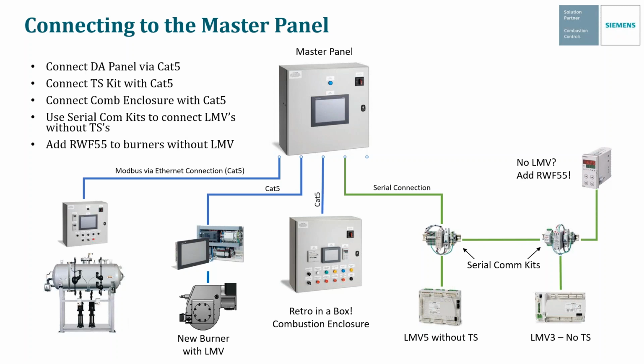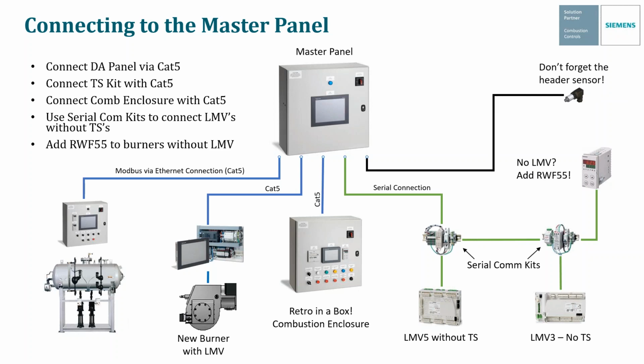Now, if you have a burner that doesn't have an LMV on it and you want to connect to the master panel, that's no problem. All we're going to need to do is add an RWF55 as the load controller for that burner. And now you can tie that into the daisy chain and make a serial connection back to the master panel. So again, that would be a serial connection.